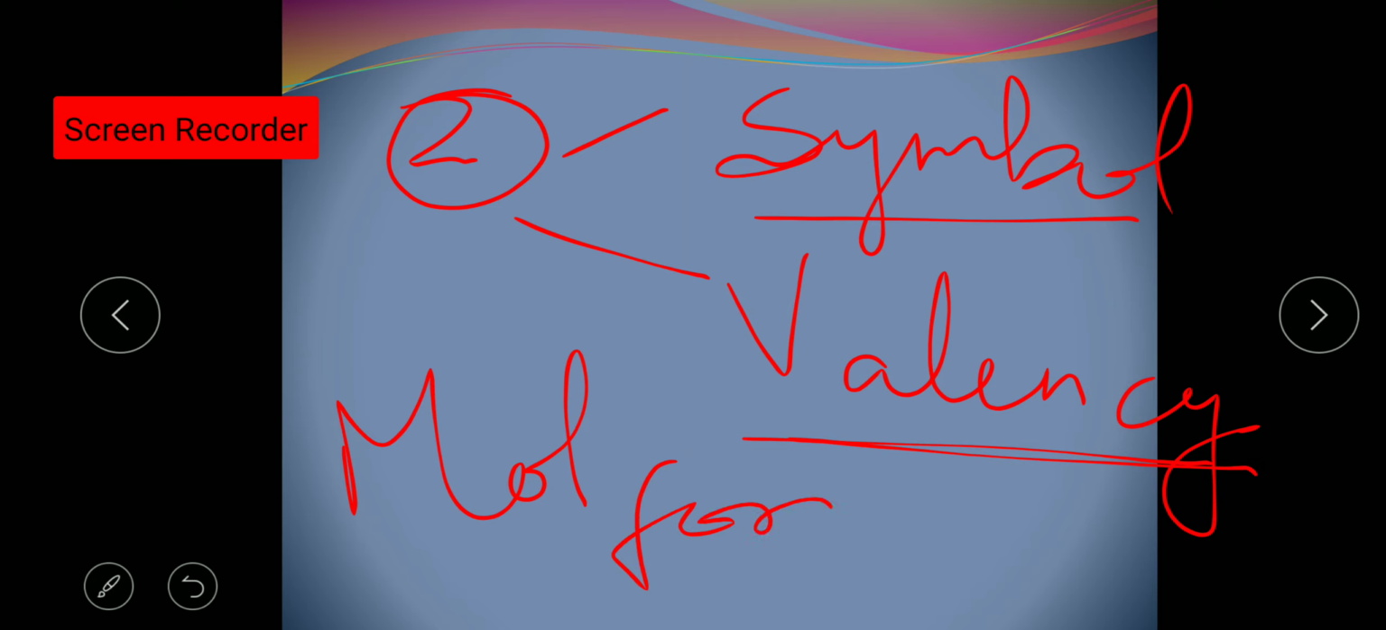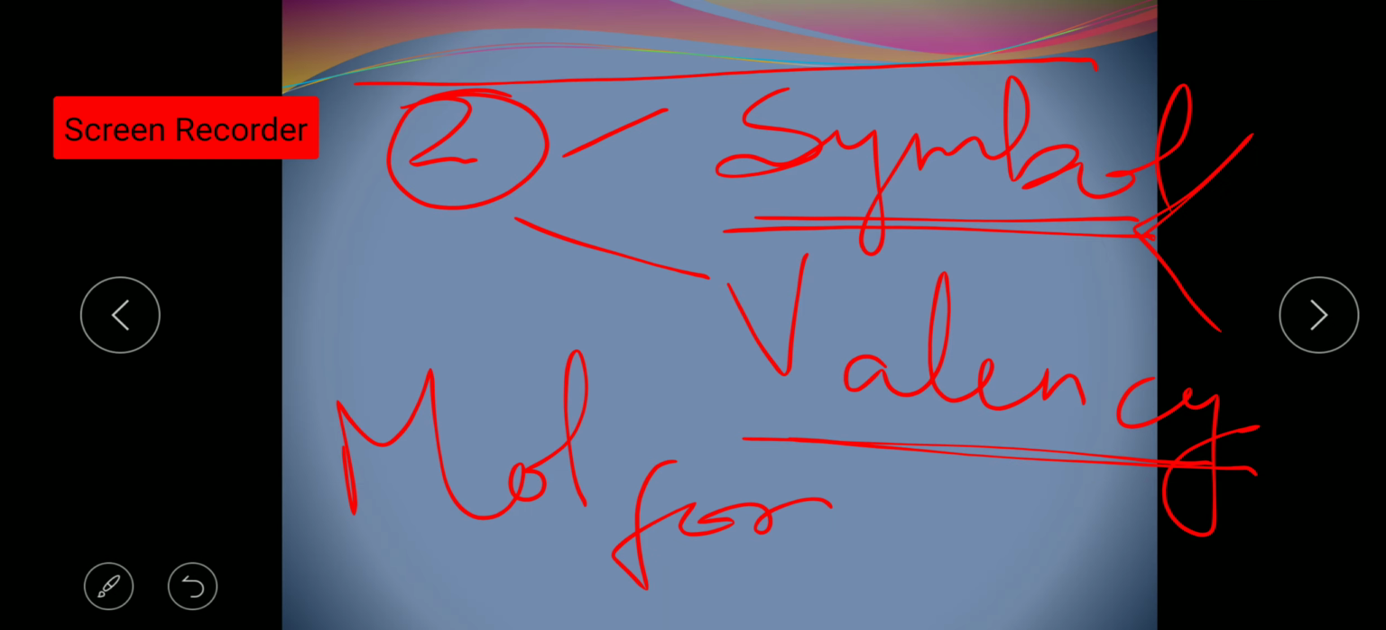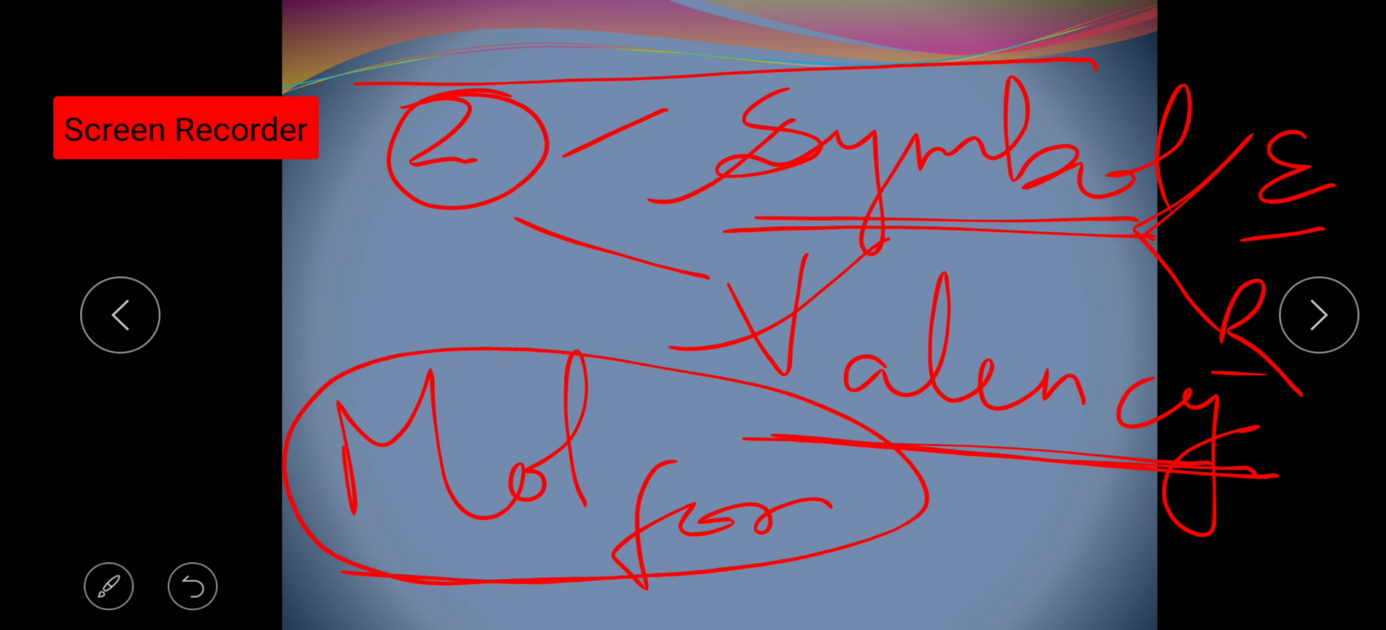So what are the things required to write down the molecular formula of a given compound? What will you write as the answer? We need the symbols of the elements or radicals, and the valency of the element or the valency of the radical. If these two requirements are fulfilled, we will be able to write down the molecular formula of the given compound. So let's start.